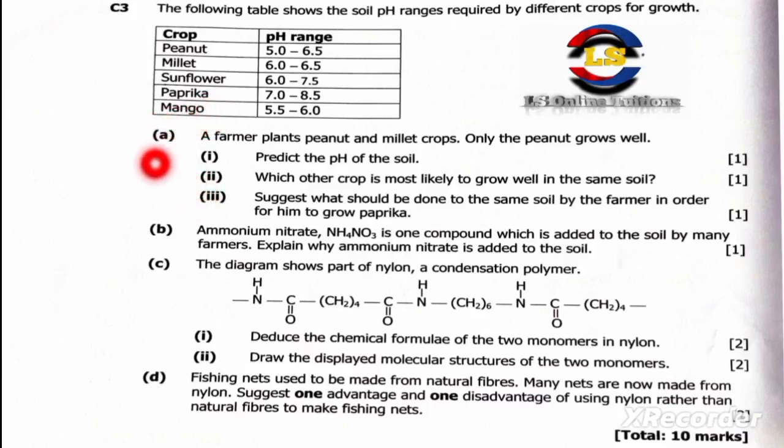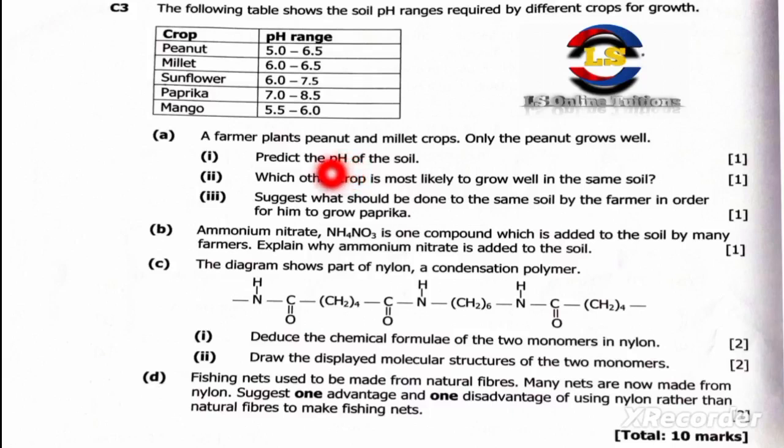The first question, which is question A: A farmer plants peanut and millet crops. Only the peanut grows well. Question A, Roman numeral 1. Predict the pH of the soil. The question is carrying 1 mark. So they want us to predict the pH of the soil.